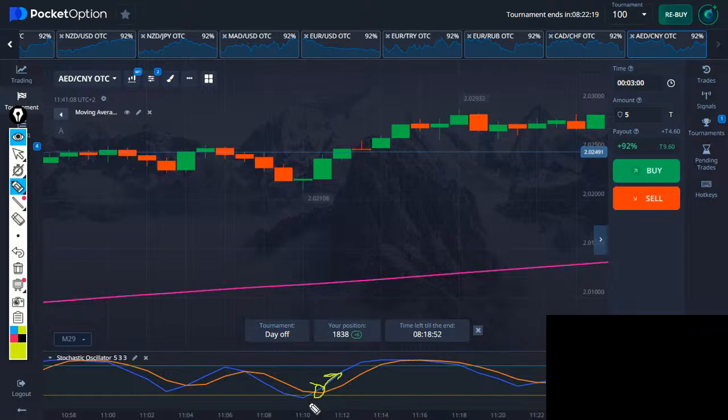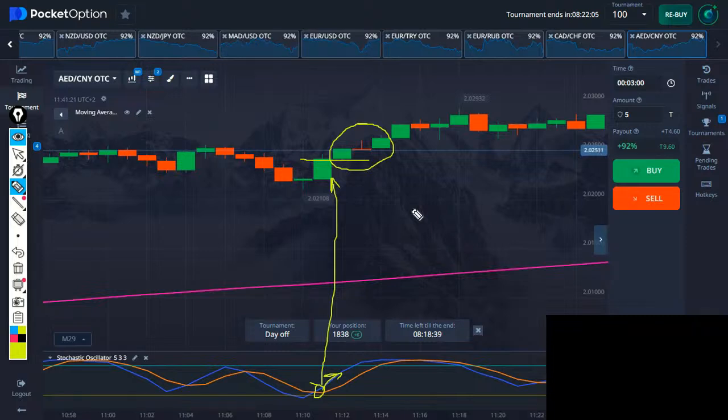So in this case, this cross happened at the close of this candle over here. You take your buy position for 3 minutes at the close of this candle, and here you go. You have yourself a winning trade.